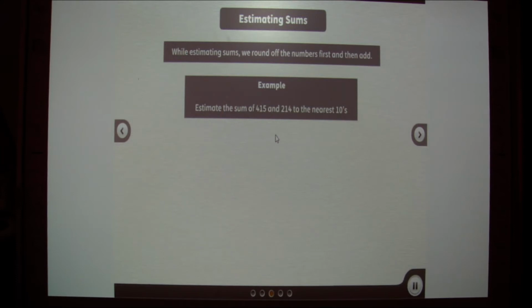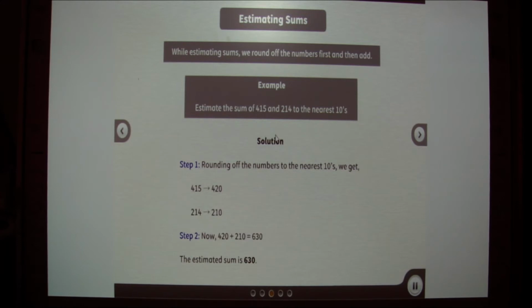Look at the example. Estimate the sum of 415 and 214 to the nearest tens. The numbers are rounded off to the nearest tens. 415 is rounded off to 420. 214 is rounded off to 210. Now, adding 210 to 420 gives 630. Thus, the estimated sum is 630.